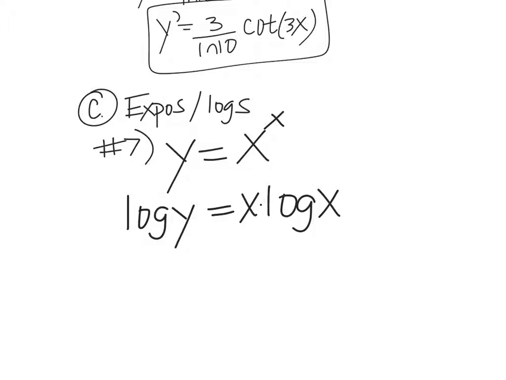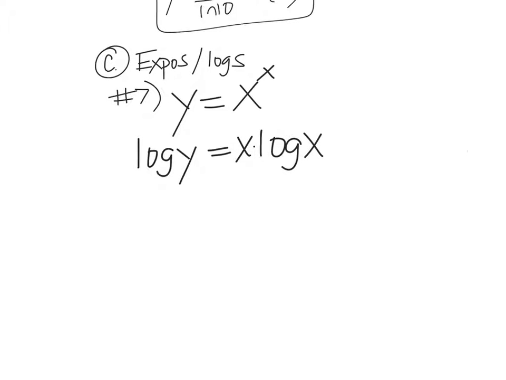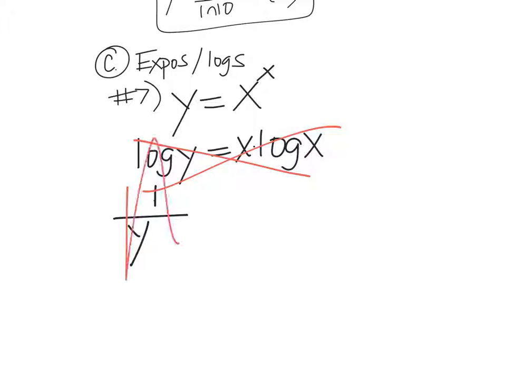Okay, so now we're going to take the derivative of both sides. We're going to use implicit differentiation, okay? So we're going to take the derivative of the log of y. Derivative of log of y is going to be 1 over y. You know what we should have done? Can I go back? We should have taken the natural log of both sides, because derivative of natural log is way better than regular log, okay? So let's do that. Let me go ahead and start over.